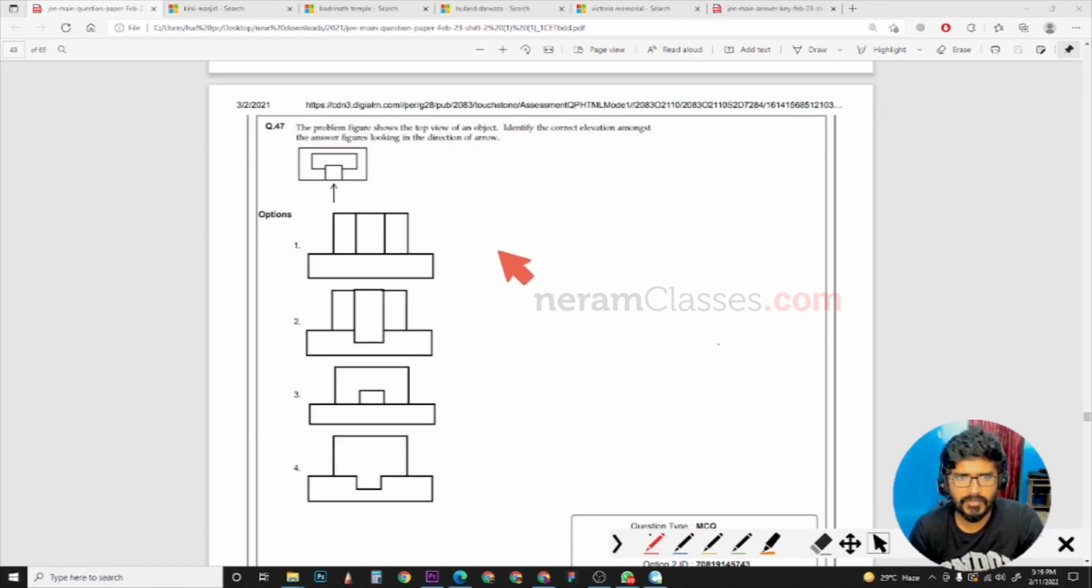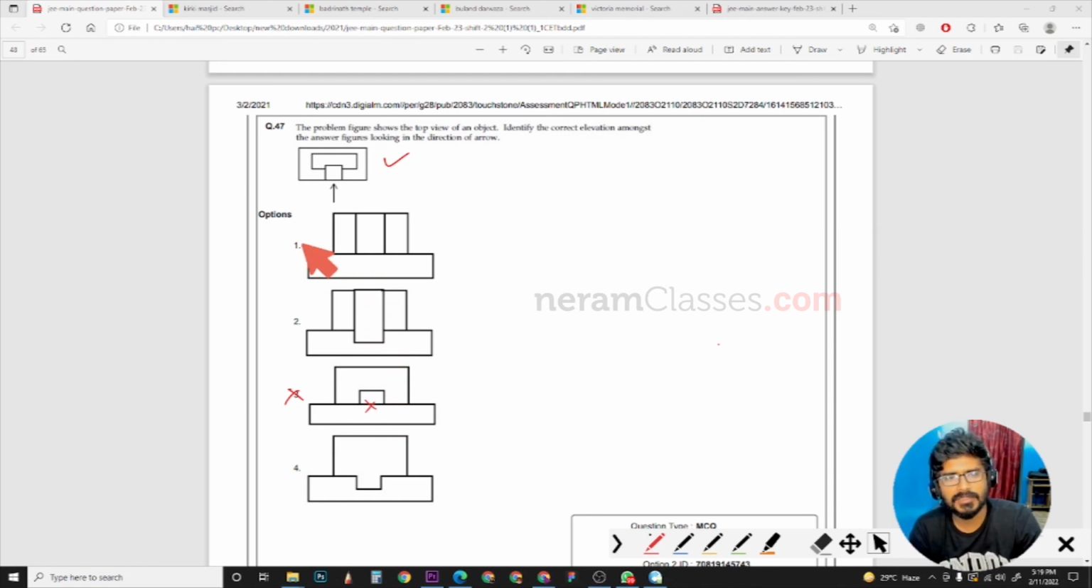Next is question number 47. The problem figure shows the top view of an object. Identify the correct elevation among the answer figures looking in the direction of the arrow. So this is the top view and we need to find out the elevation from this direction. This is a wrong answer. Reason: if these two squares are aligned to each other, the surface will not form any line in between. So this is a wrong answer.